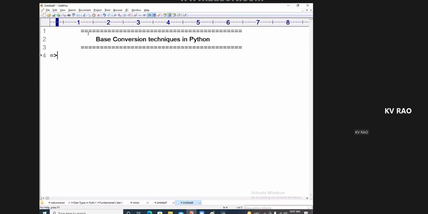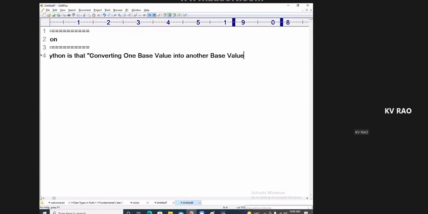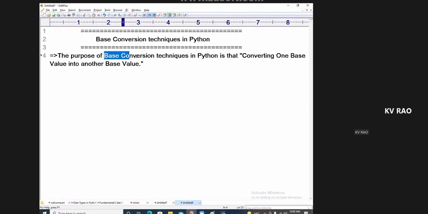Okay, right. So what is the purpose of these base conversion techniques? The purpose of base conversion techniques in Python is converting one base value into another base value.